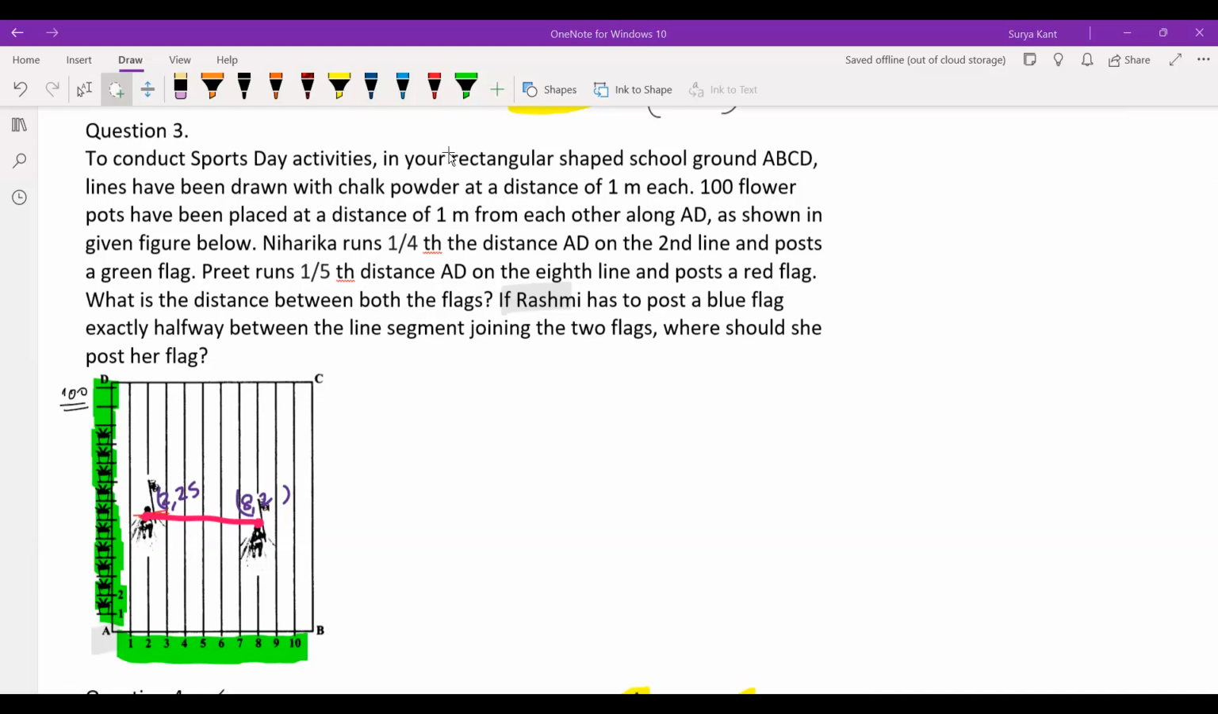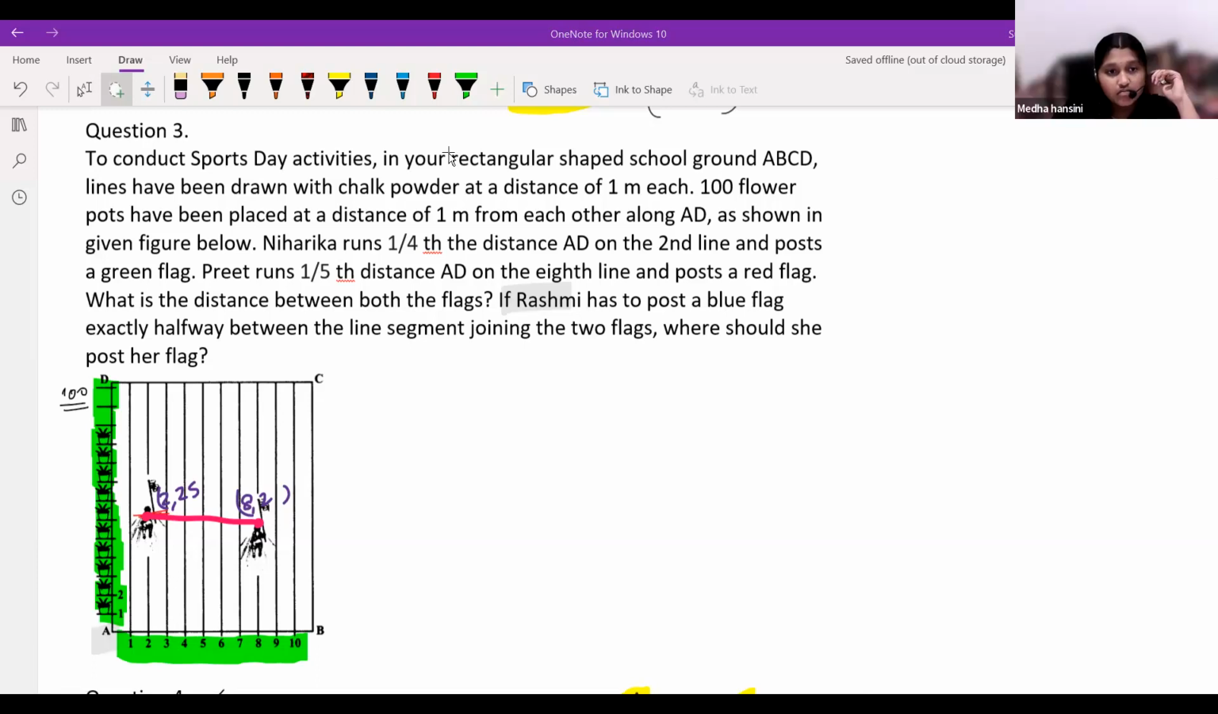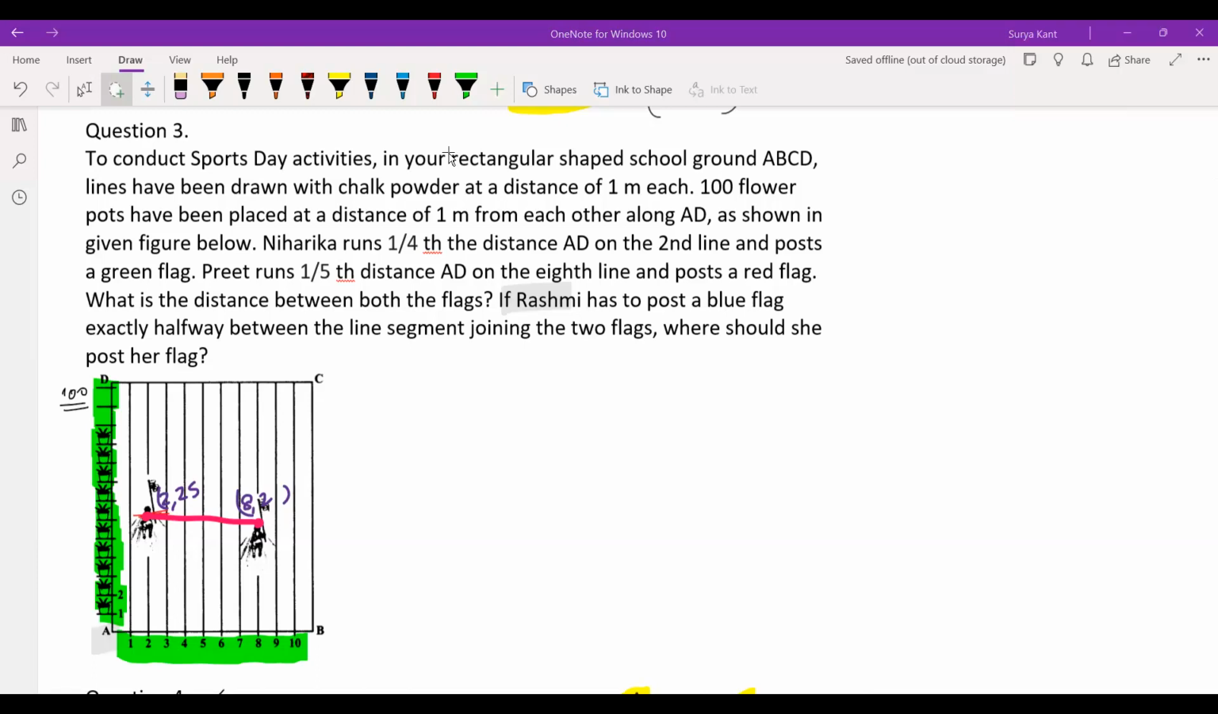Medha, you understood the question? I'm reading, sir. 1 minute. Okay. Sir, we should find the midpoint of both their positions, right, sir? To find where she should post the flag. Yes.